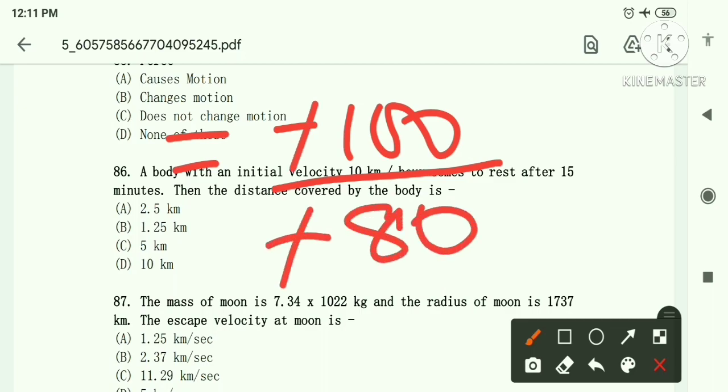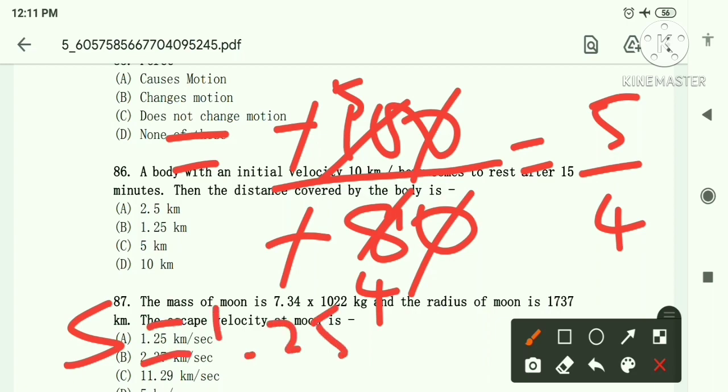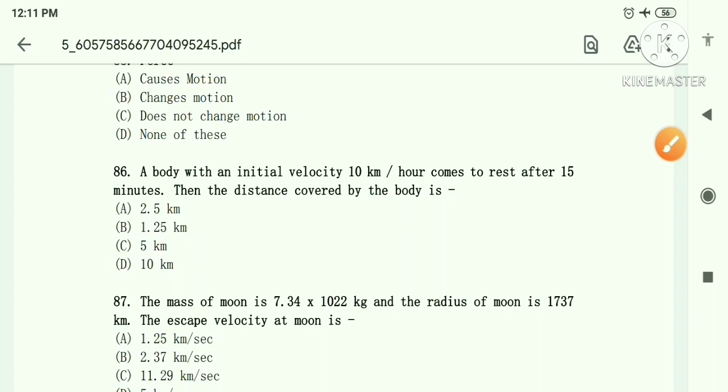So minus cancels, 0 cancels, 2 fours are 8 and 2 fives are 10. Here the value now comes to 5 by 4. That is, S is equal to 1.25 kilometer. So now the answer is option B, 1.25 kilometer, is the right answer. Okay. Now let's go to the next question.